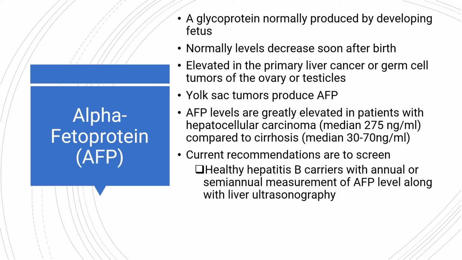So the current recommendation is to screen healthy hepatitis B carrier patients with annual or semi-annual measurement of alpha-fetoprotein level along with liver ultrasonography. So that is to look for hepatocellular carcinoma, because hepatocellular carcinoma is common in patients with hepatitis B carrier stage. So those hepatitis B carriers should be assessed annually or semi-annually with both alpha-fetoprotein and liver ultrasound.